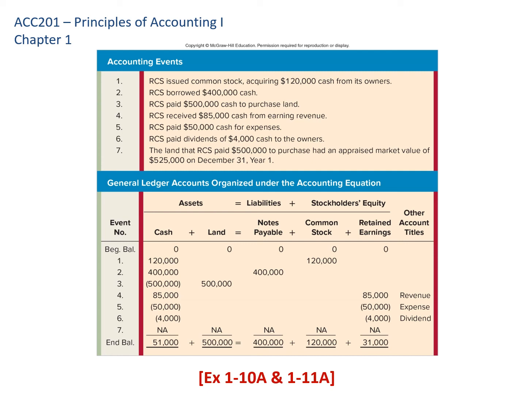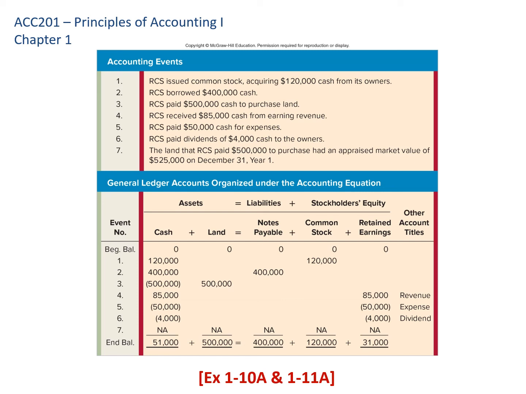So in the first one, RCS issued common stock, that's shares of ownership, acquiring $120,000 in cash from the owners. So they gave $120,000 worth of stock to stockholders. So under stockholders' equity, common stock, that's a component of stockholders' equity, increases by $120,000 and cash increases by $120,000. So that's an asset source transaction.